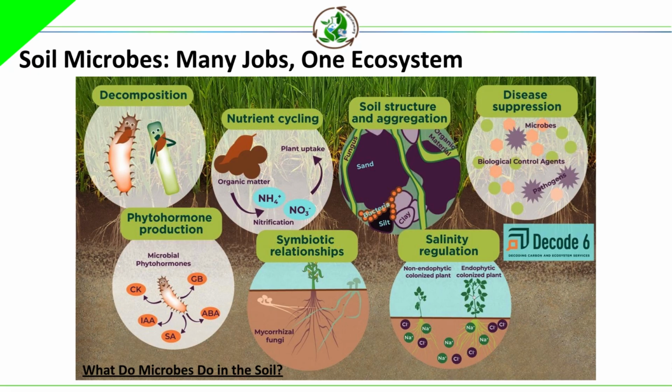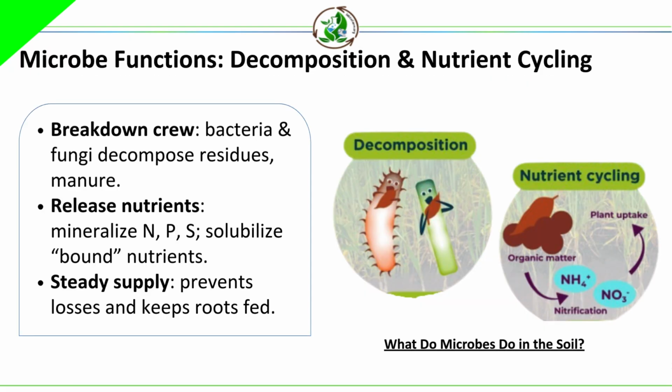By adding organic matter, cover crops, and not disturbing soil, we support this workforce so they can do all these jobs more effectively. Think of microbes as the soil chefs. They break down leftovers, such as dead plants or manure, into nutrients that plants can eat. Bacteria and fungi are on the decomposition crew. They mineralize nitrogen, phosphorus, and sulfur, turning bound-up nutrients into forms roots can absorb. For example, they convert ammonium to nitrate in the soil. Because of them, nutrients don't just wash away. The soil keeps recycling them.